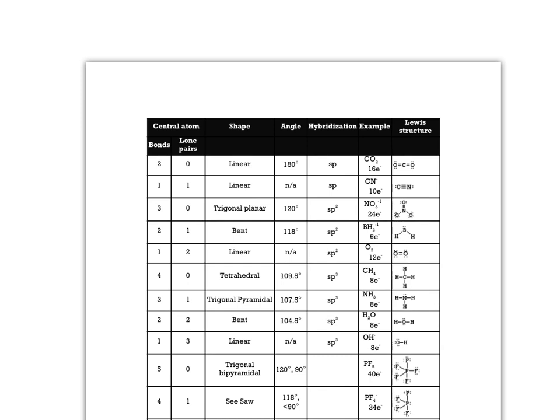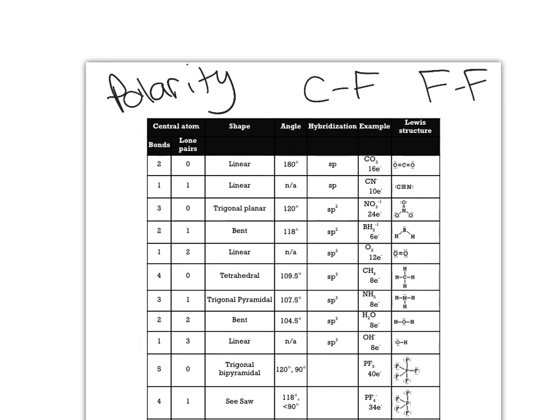So the first thing I want to talk about is polarity, because I've gotten a lot of questions about molecule polarity. You guys are really great at bond polarity, right? Bonds are polar if there's a difference in electronegativity greater than 0 between the two elements. So if you've got carbon bonded to fluorine, it is polar. If you've got fluorine bonded to fluorine, it is not polar. Molecule polarity is the polarity across that whole molecule, right?